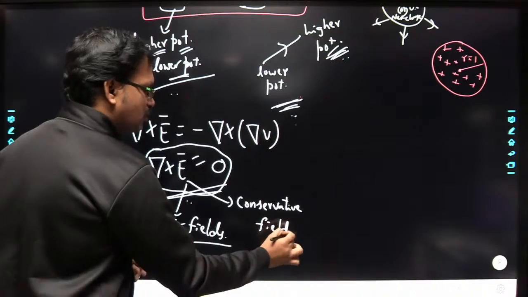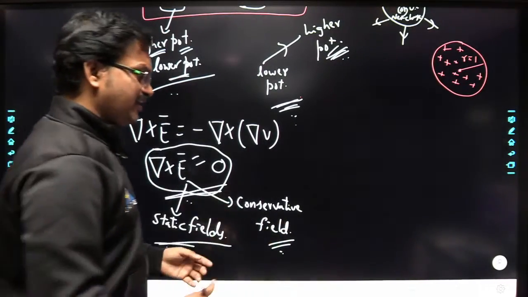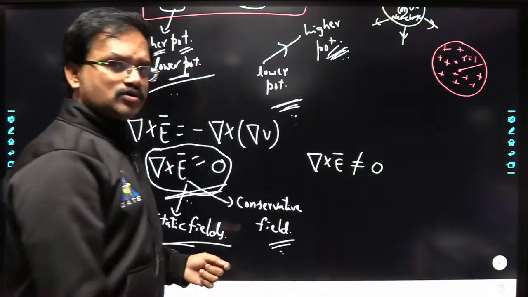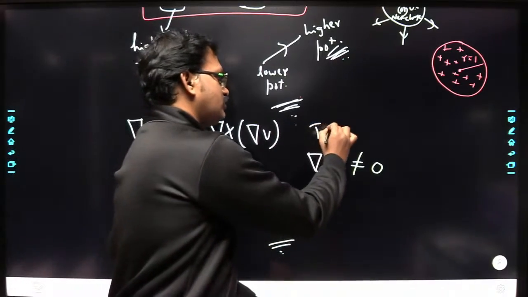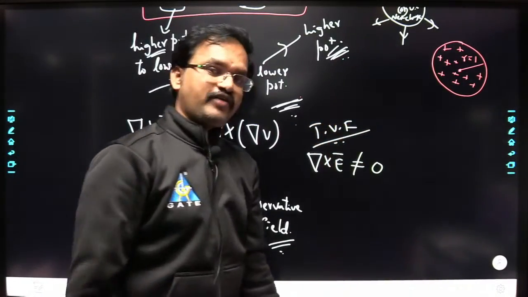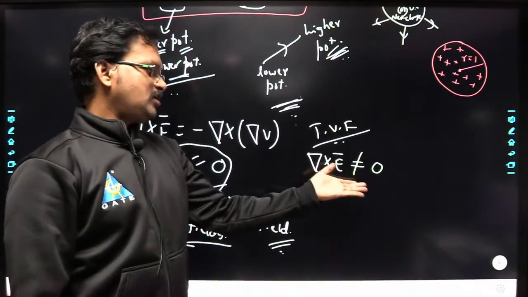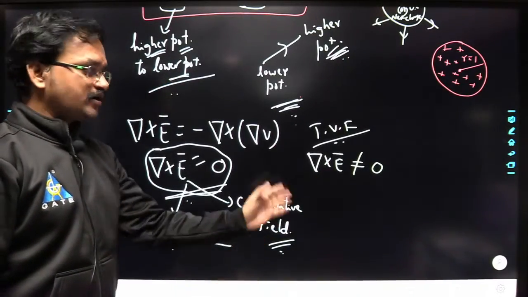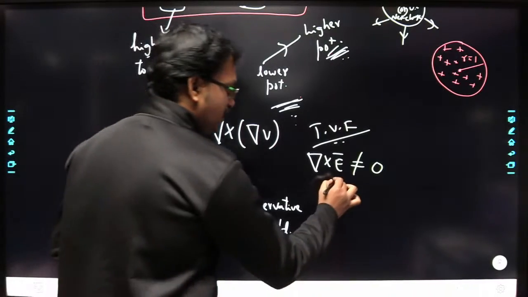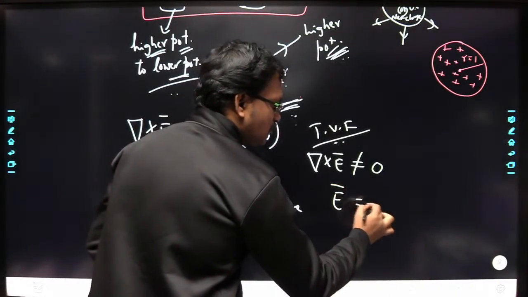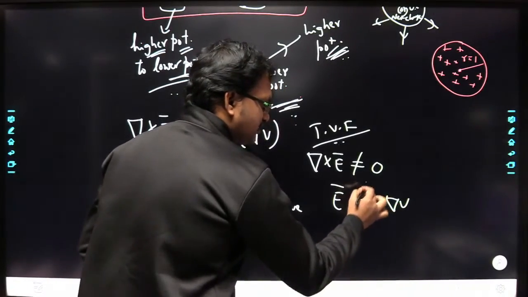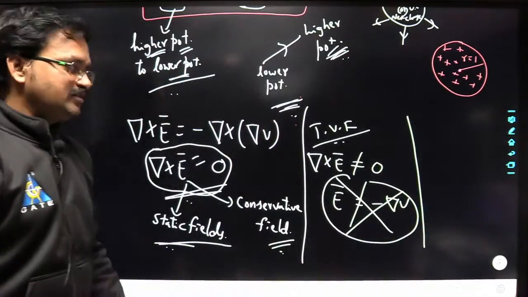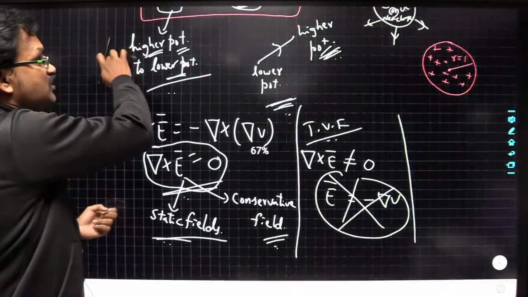Once we enter into the time varying case, we are going to see that del cross E bar is not equal to 0. Whenever we are studying Faraday's law, we see that curl of E bar is not equal to 0. So in that case the field is not a conservative field, and you cannot write E bar is equal to minus gradient of V. This relation is wrong in case of time varying fields, and is valid only in case of static fields.